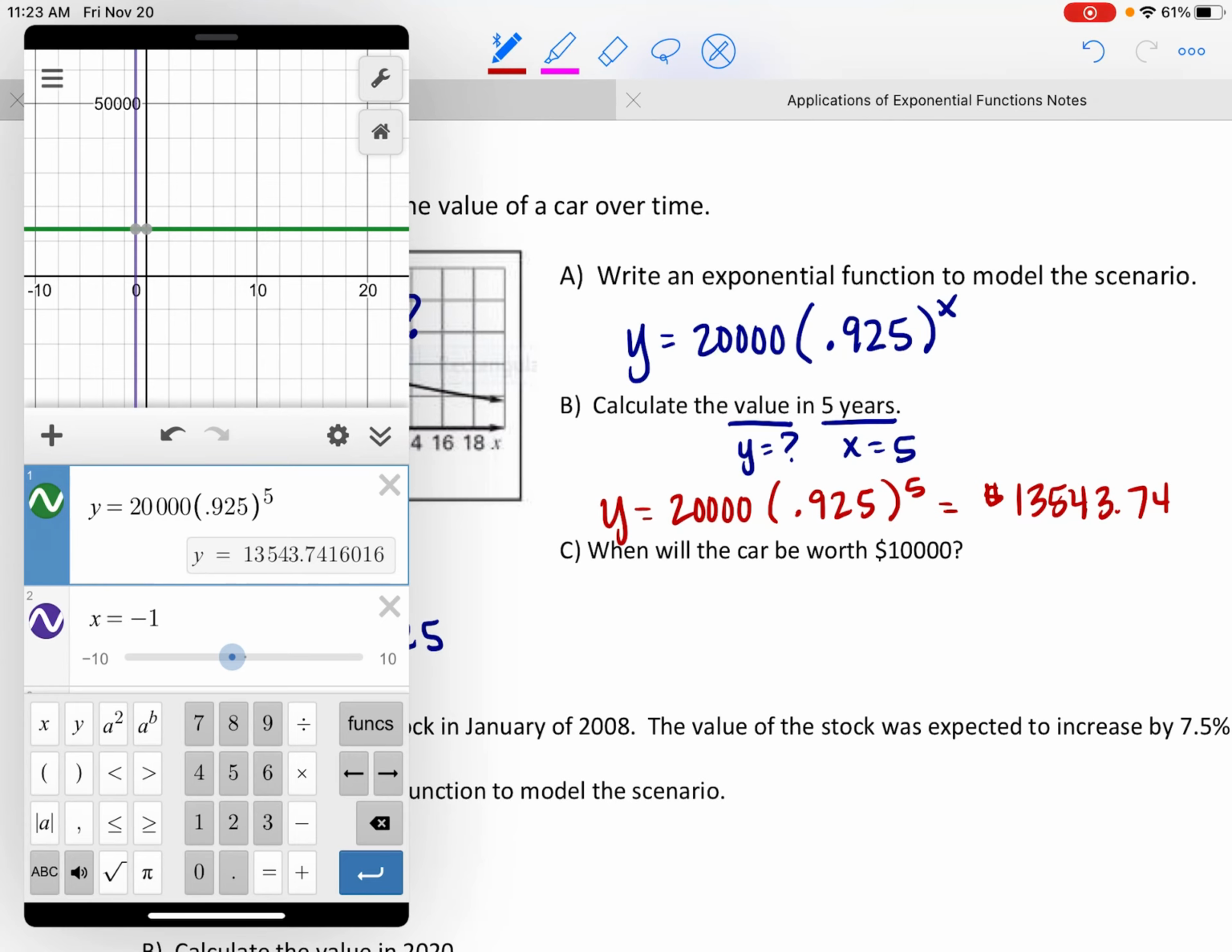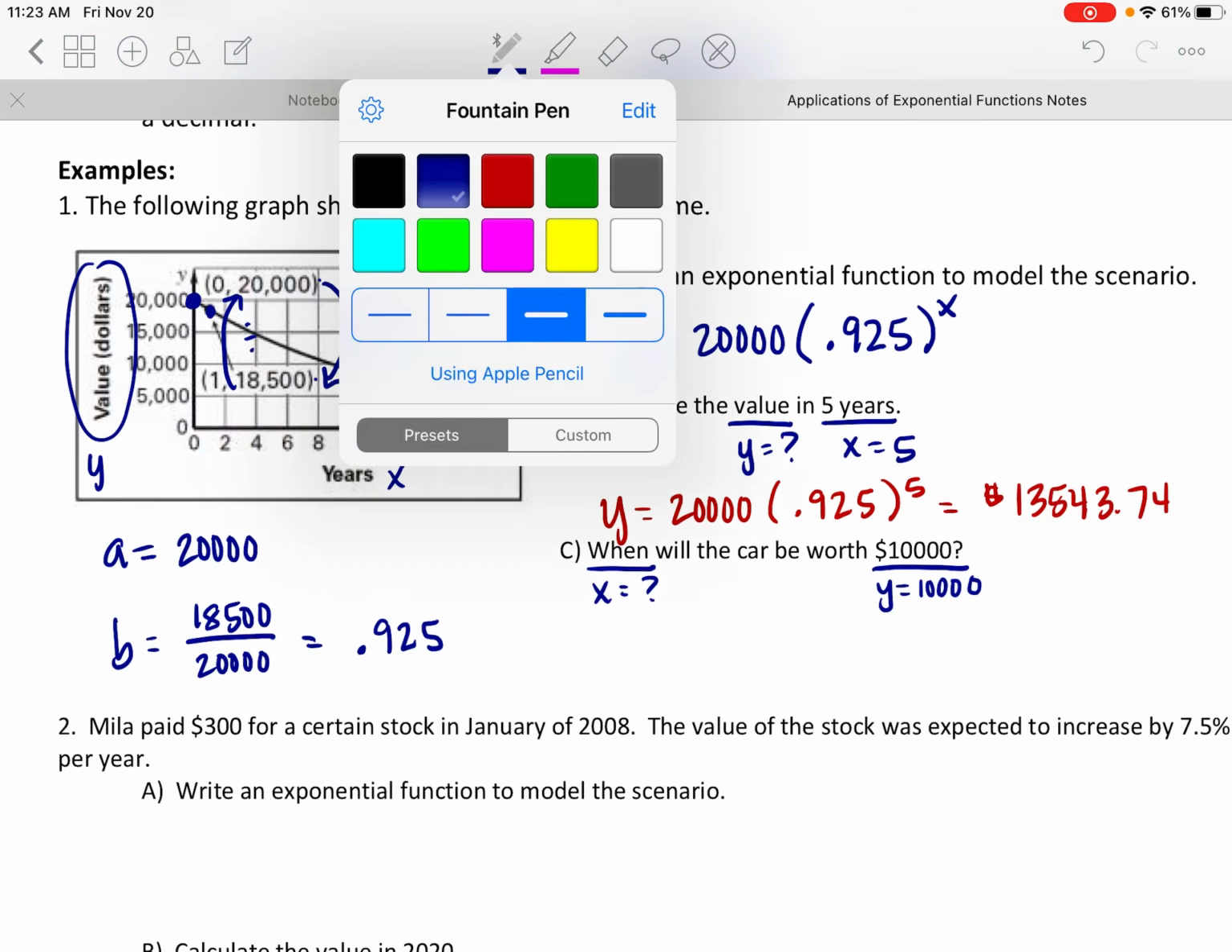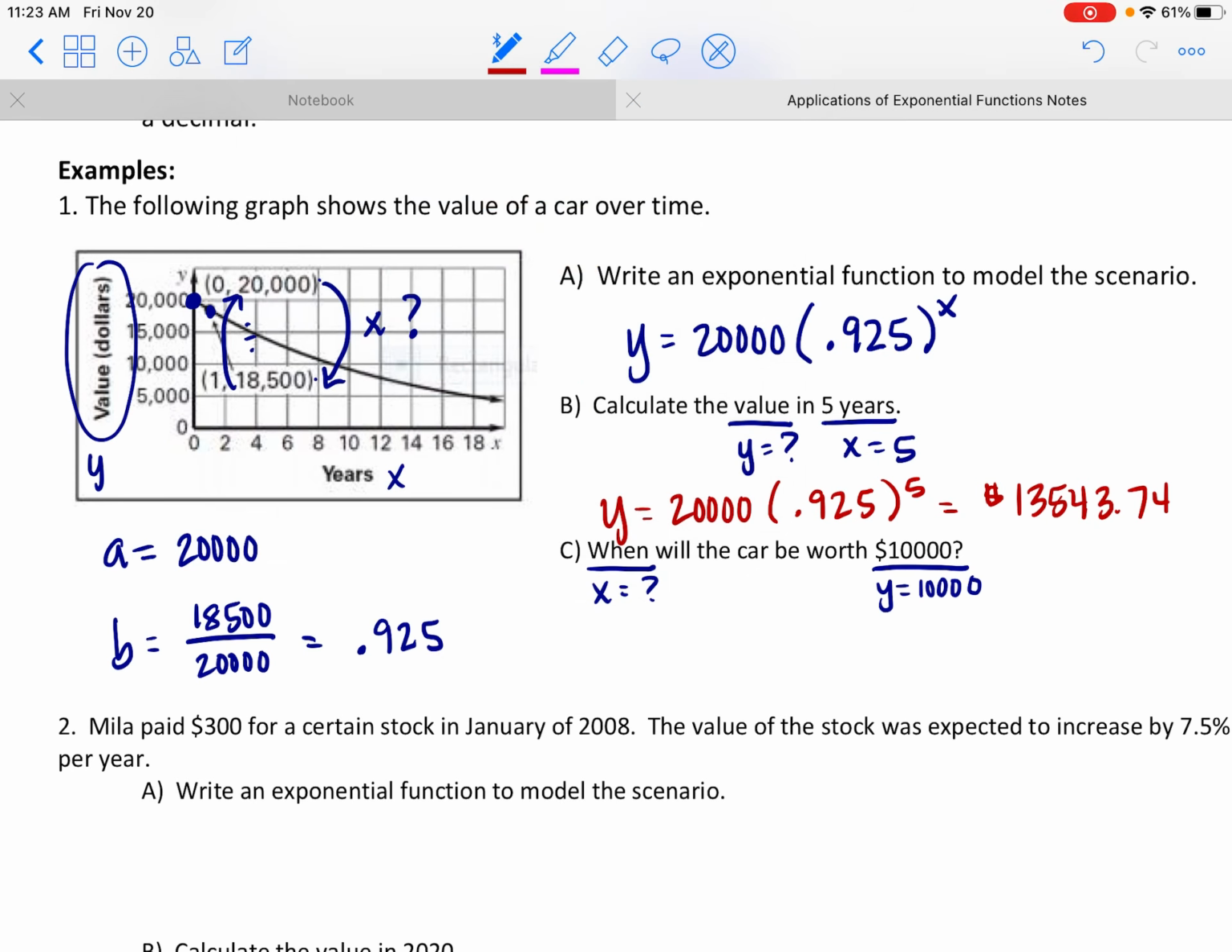Okay, if we look at the next one, it says when is the car going to be worth 10,000? So when means we're looking for a year. That means x is unknown. Is the car going to be worth 10,000? is telling us our value, our y, is 10,000. So a couple ways we can do this is we can do the same thing. We can plug the 10,000 in for y and solve this for x.